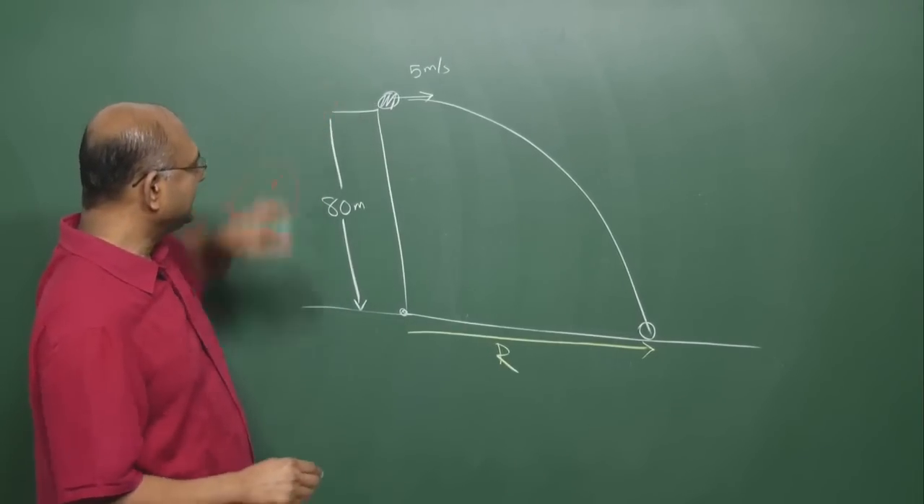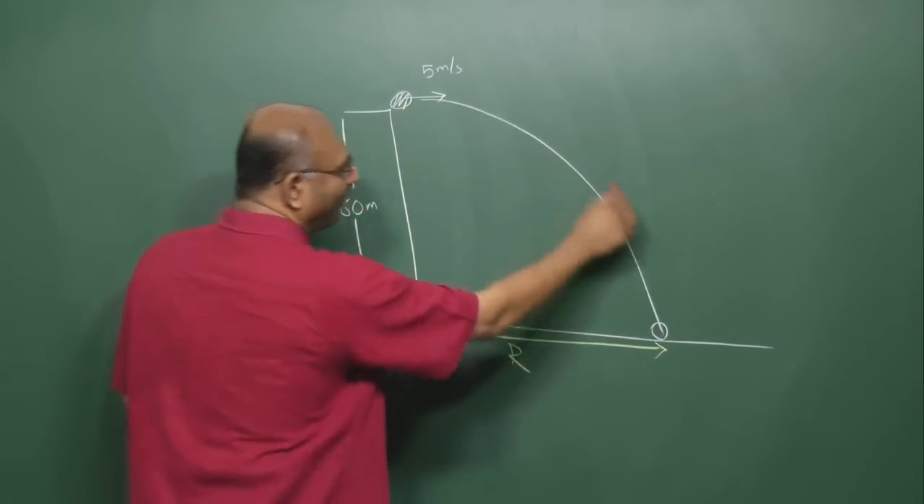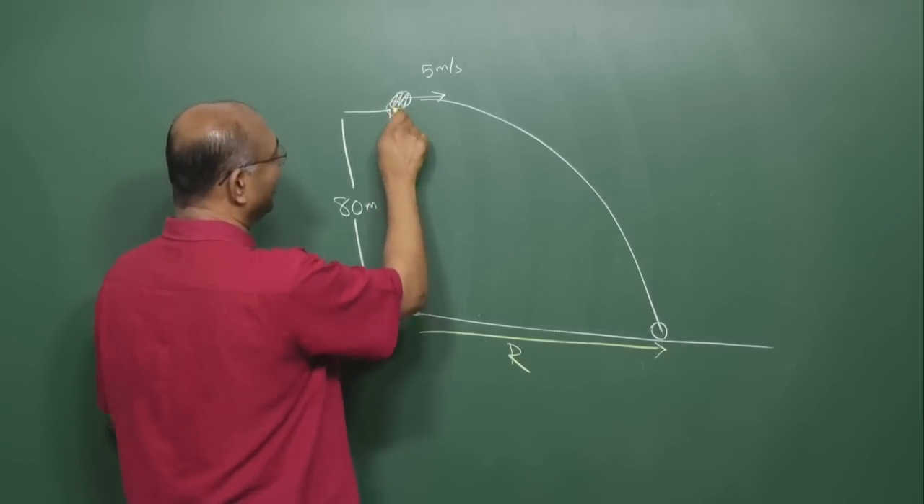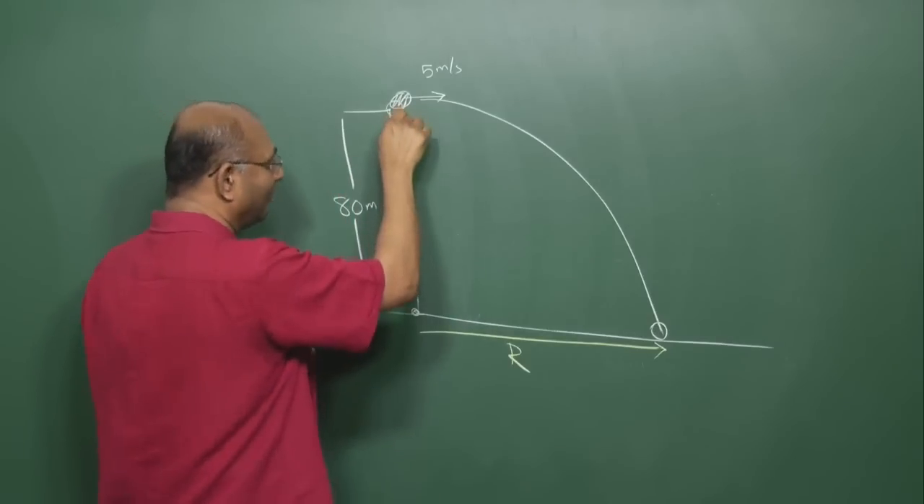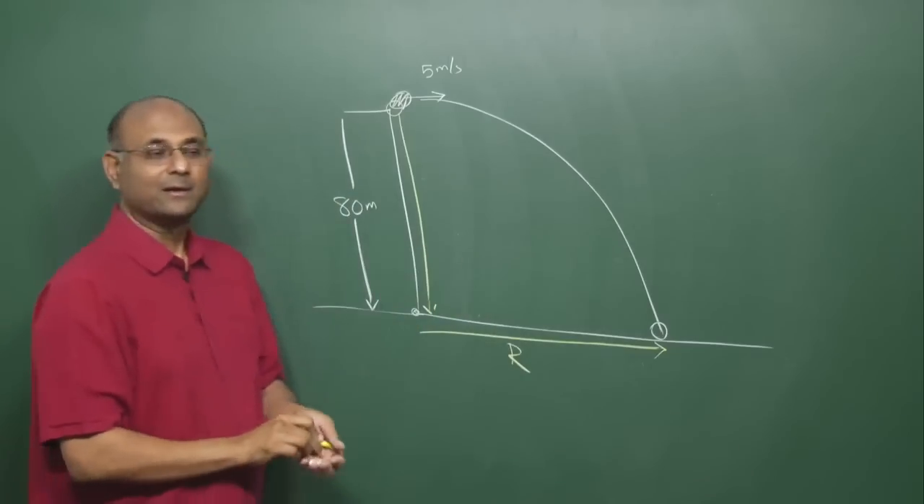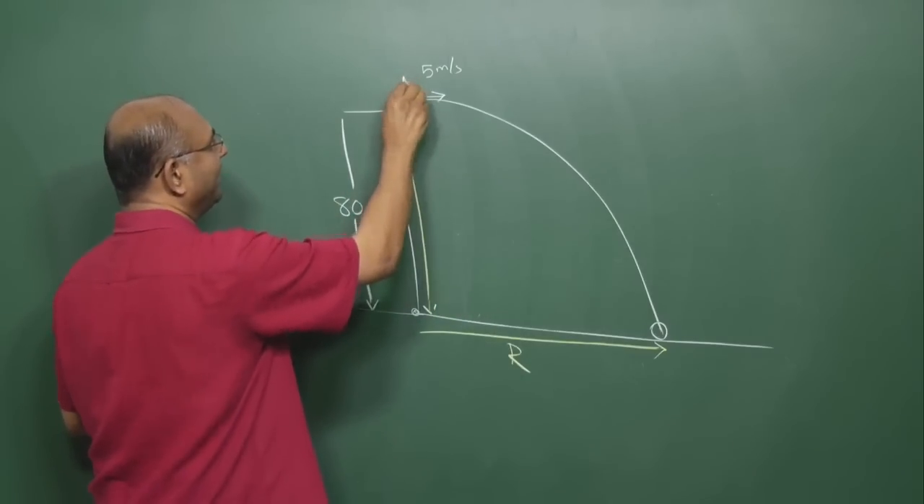Now, let us see this. The time this ball takes to hit the ground is the same as the time another ball would take if I had just dropped it. Exactly the same time this ball will take, right? So let's call this ball A, and that ball B.